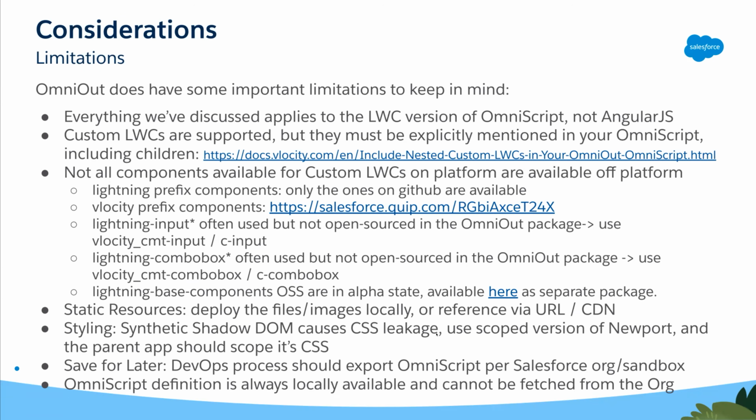And finally, the OmniScript definition is always locally available. There is no way for us to download this at runtime. In fact, when you download your Lightning Web Component, you see that the definition is just a JavaScript file that is available locally. The only thing you can do is do a check against the org: is this OmniScript there and is it active? But we cannot download the definition at runtime. And we've done this on purpose for performance reasons. We don't want to do that.